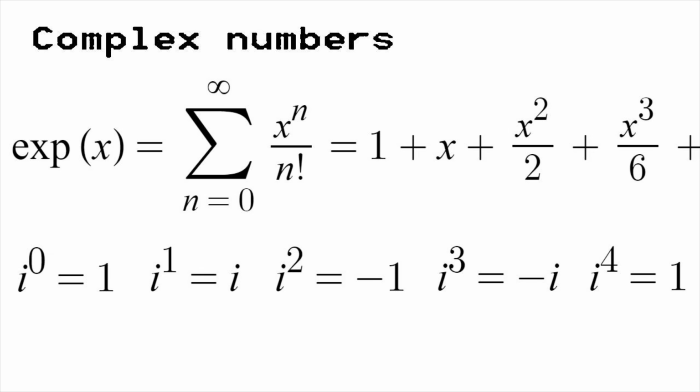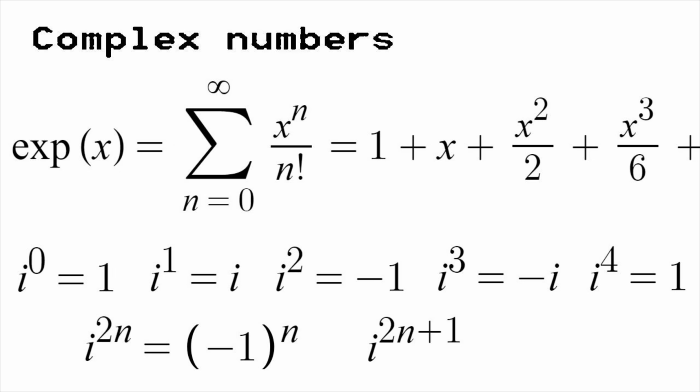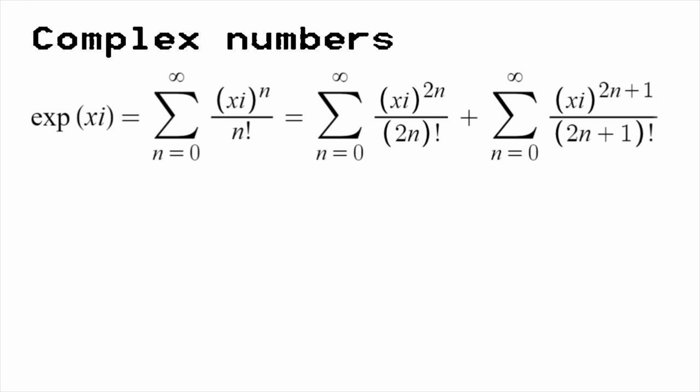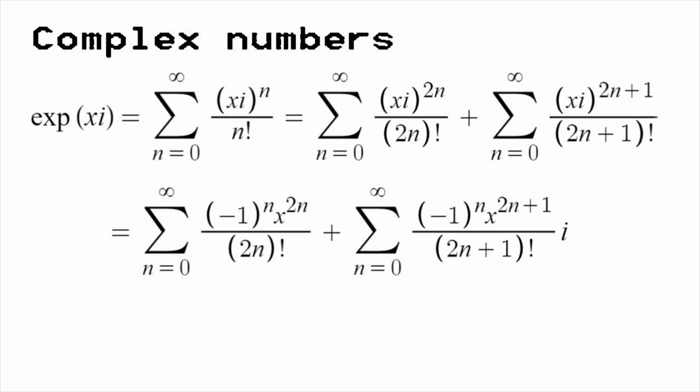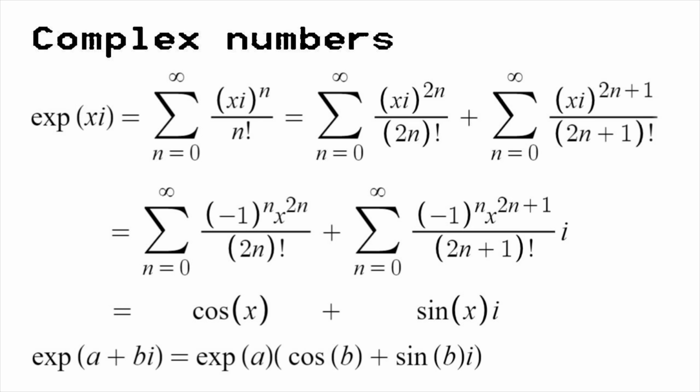In particular, that means that if i is raised to some even integer, the result is just -1 to the power of half that integer, and if it's raised to an odd integer, we get plus or minus i. With this in mind, we plug xi into the power series and multiply each power of i using our rule. Rearranging things, a real and imaginary component emerge, which wind up being the power series for the cosine and sine functions. Leveraging this tells us how to exponentiate complex numbers.